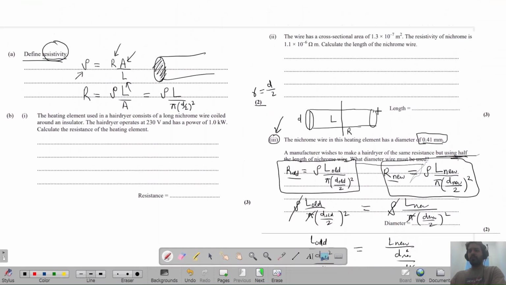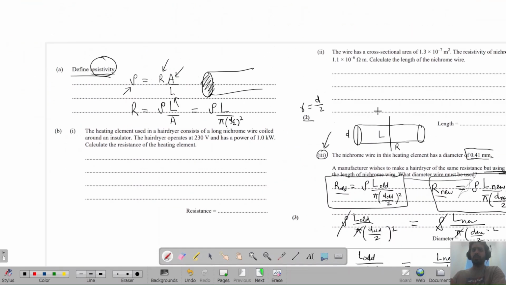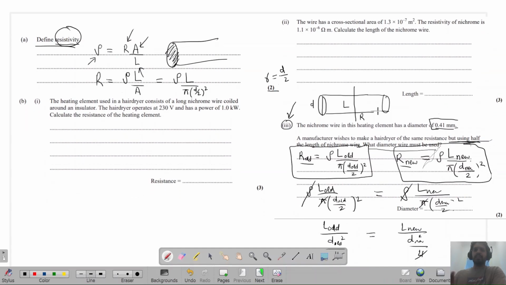Now, once we have solved this question, coming back to the first question, define resistivity. So resistivity, which we represent by this symbol rho, this is actually a property of the material from which the wire is made, right? So if the wire is made of iron, it will have a specific resistivity. If the wire is made of copper, it will have a different resistivity.